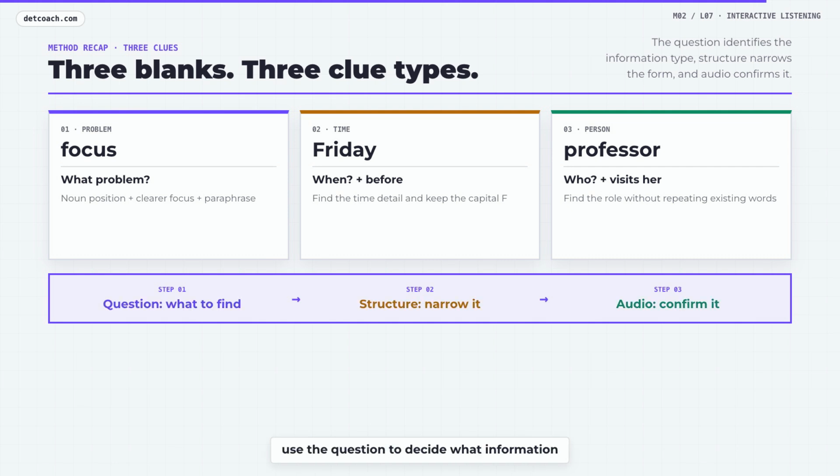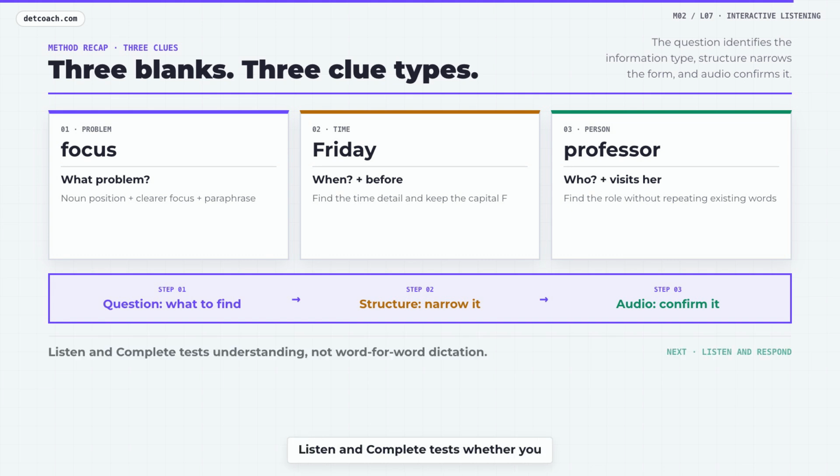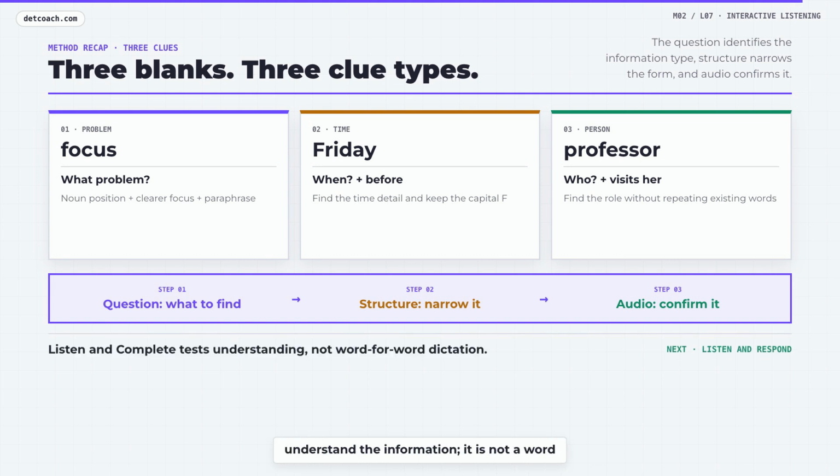Use the question to decide what information you need, use the sentence structure to narrow down the possibilities, and then return to the audio to confirm the answer. Listen and complete tests whether you understand the information. It is not a word-for-word dictation task.